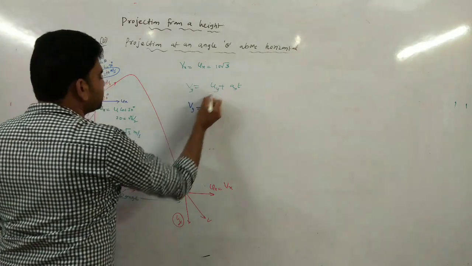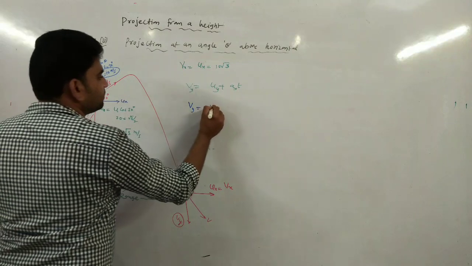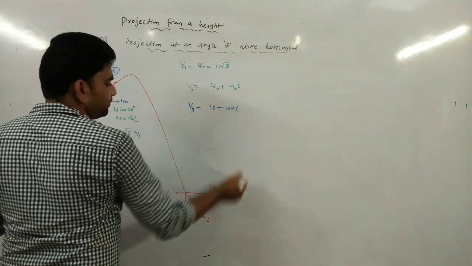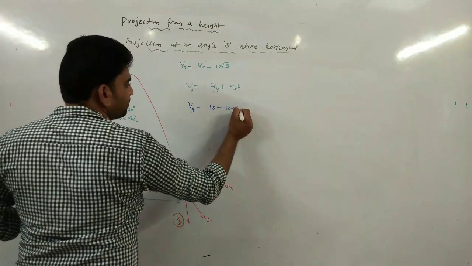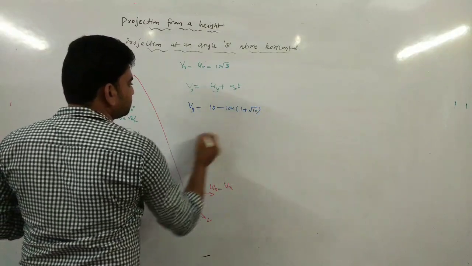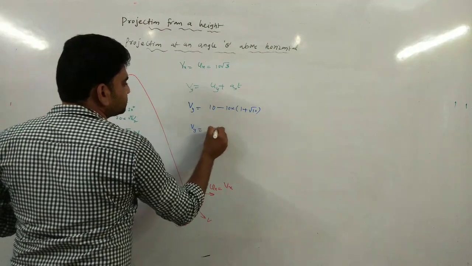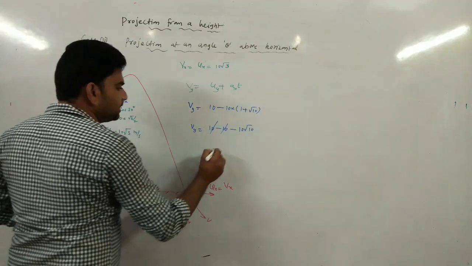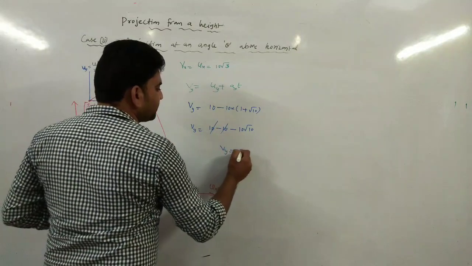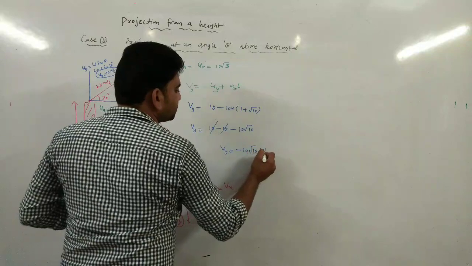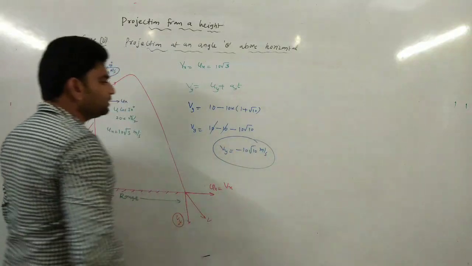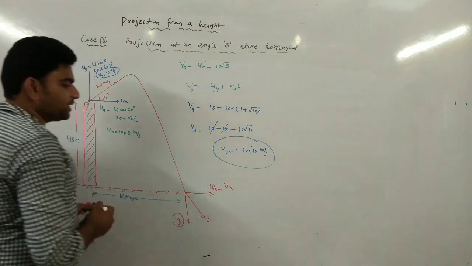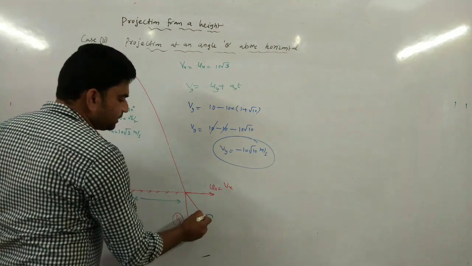Vy is equal to uy, which is 10, minus, ay is minus 10, into t, which we just got, that is 1 plus root 10, and vy becomes 10 minus 10 minus 10 root 10. This 10 gets cancelled, and finally my vy becomes minus 10 root 10 meter per second. Here minus indicates what? Downward direction.